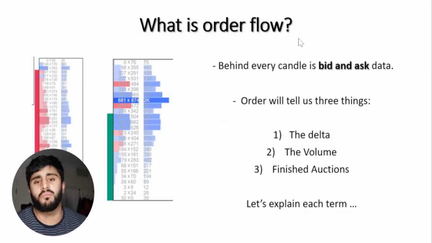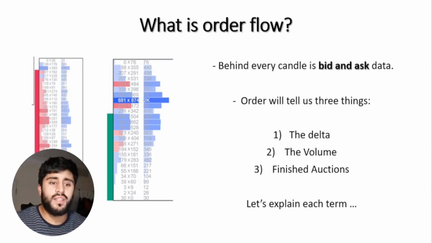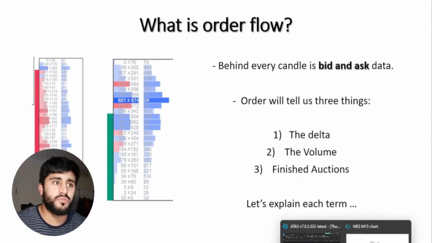I want traders to understand that the market is an auction, right? The market is an auction. All the numbers you see are simply buyers and sellers. So let's break down a few candles as we speak, right?